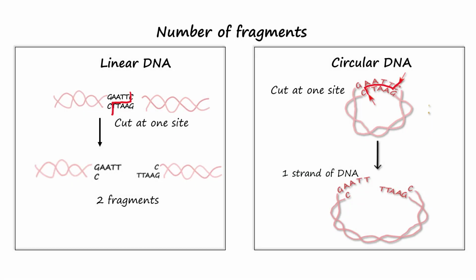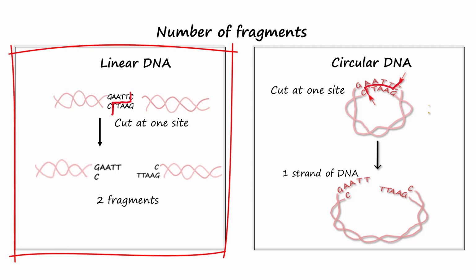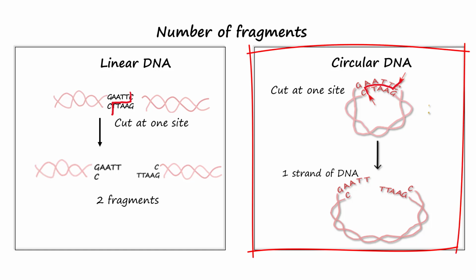The number of fragments also depends on whether the DNA is linear or circular. If a linear DNA molecule having one recognition site for a restriction enzyme is digested, 2 fragments would be produced. However, if a closed circular DNA molecule with a recognition site for an enzyme is digested, it would change the circular DNA into a single linear DNA fragment.